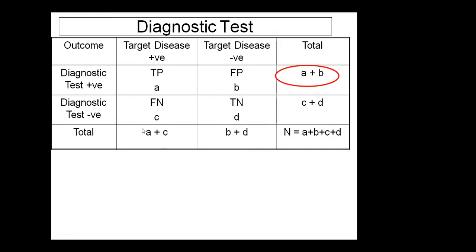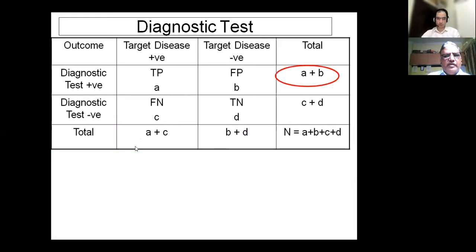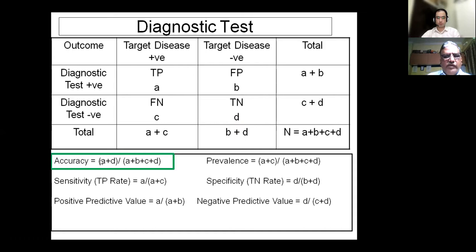So this is basically the total number of patients having disease. This is the total who are healthy, and this is test positive and then test negative. So accuracy of a test is how accurately it's picking up true positives and true negatives divided by everything. Prevalence of the disease is A plus C divided by everything.